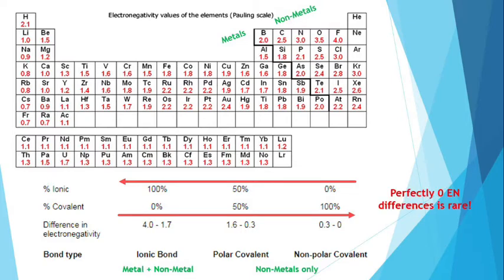In fact, perfectly zero electronegativity differences are very rare. In order for that to happen, you would have to have two identical nonmetals, an atom bonding to another atom of the same type. And so we will talk about those later. They're what we call diatomics. You probably heard that word a little bit before, but we'll revisit that again in our covalent notes. But these are some special atoms that do tend to bond to themselves.